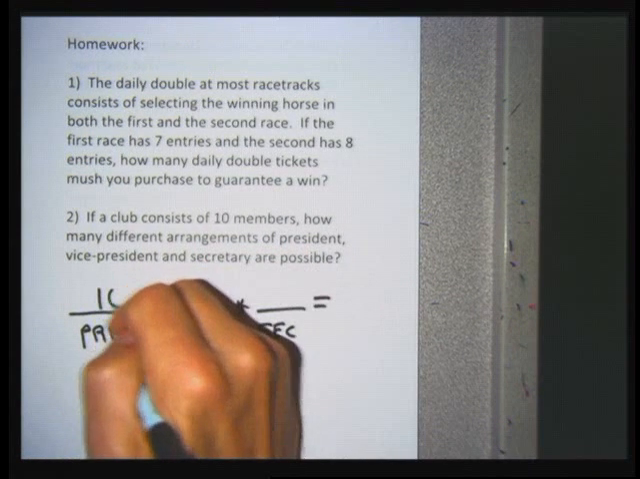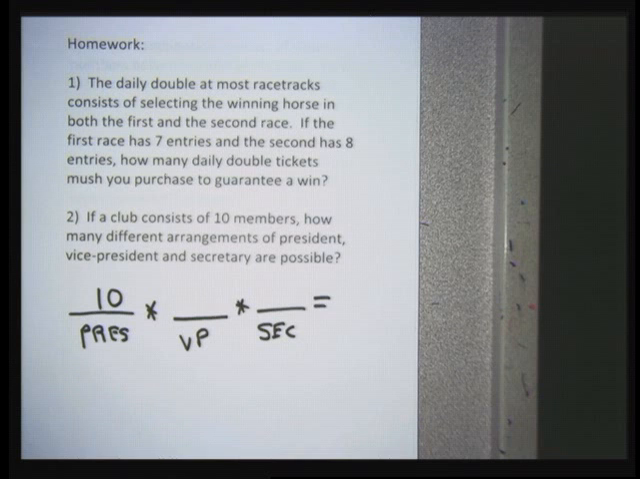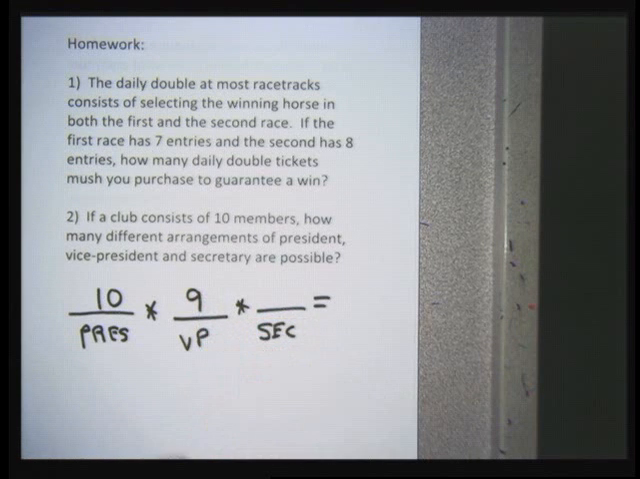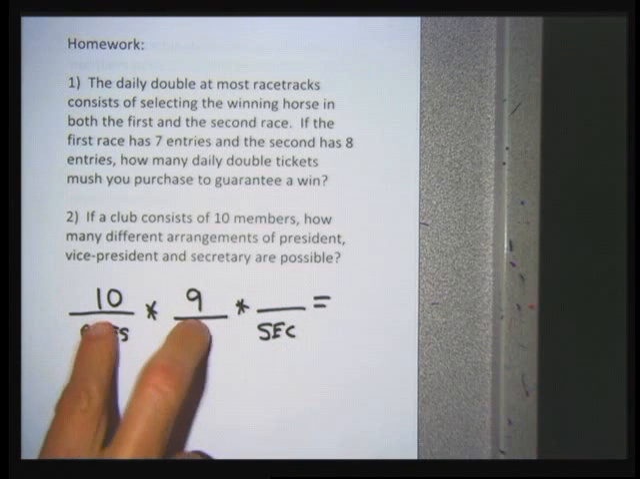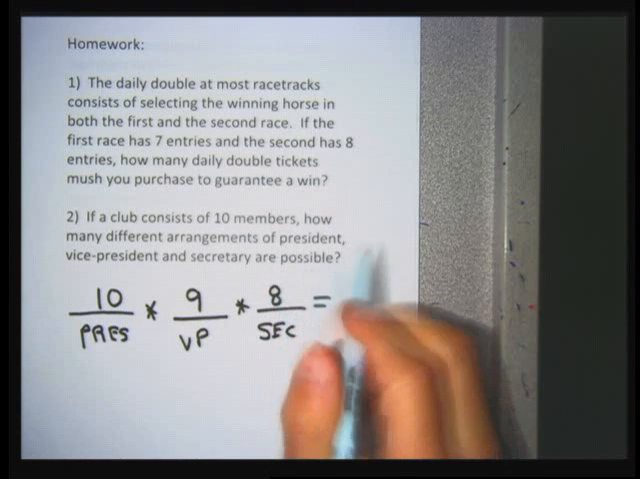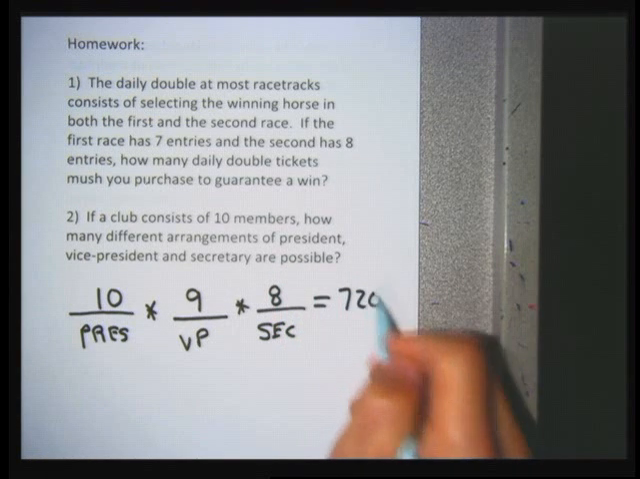There's 10 people to choose from for president. I'm assuming once the person is chosen for president, they can't be the other 2 jobs. So there's only going to be 9 people left for the vice president position. And once 2 of the club members are picked, there's only 8 for the secretary. I think this comes out to 720.